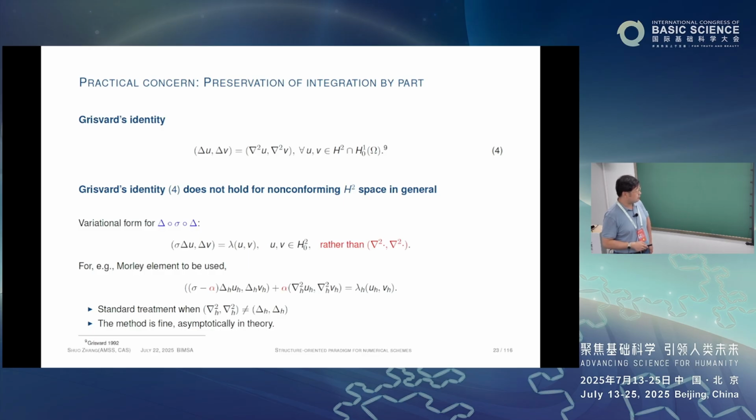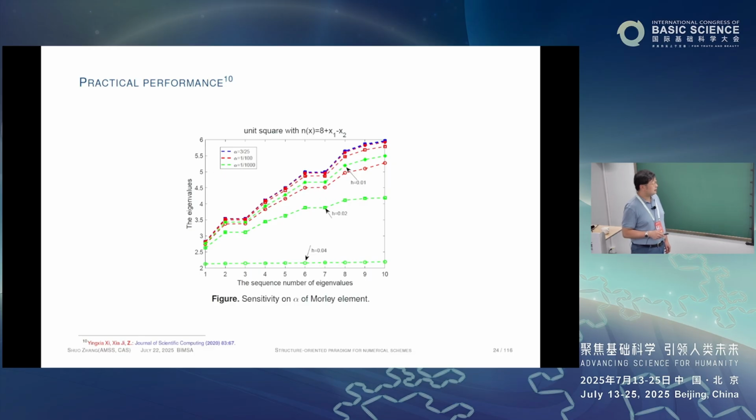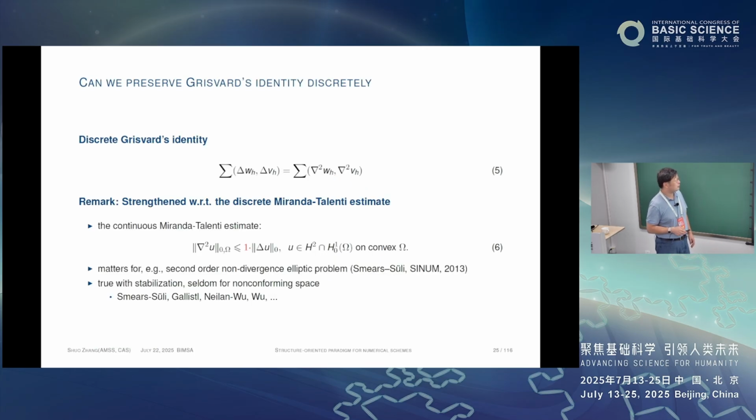So what happens if we would like to solve this problem? For example, this sigma is not a constant. Then if we use the Morley element to solve this equation, we will need this stabilization. So what's the issue with this stabilization? That is to say, the results can be sensitive to the stabilization parameter alpha. So we would like to try to find some finite element so that this identity can be true.